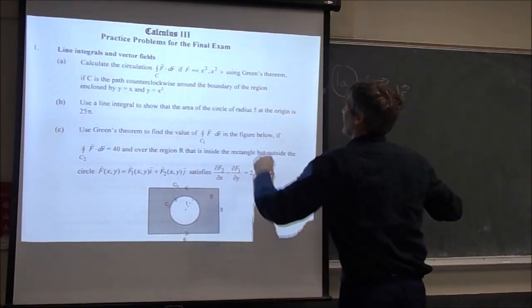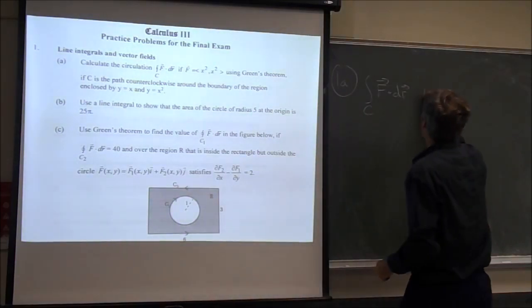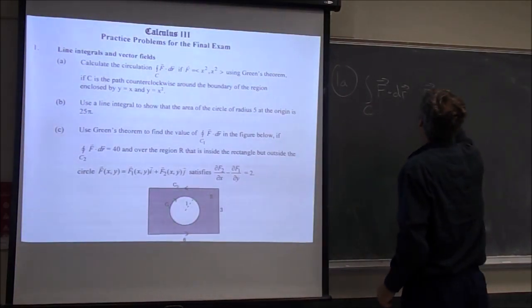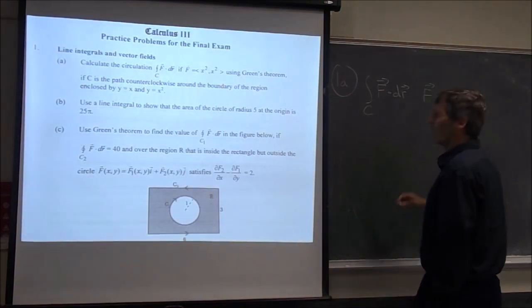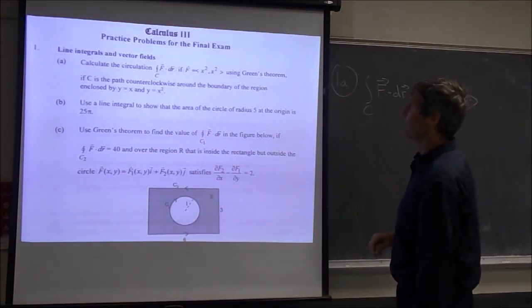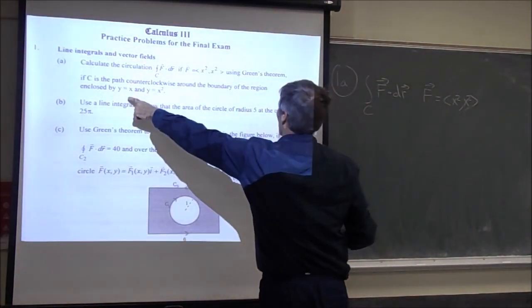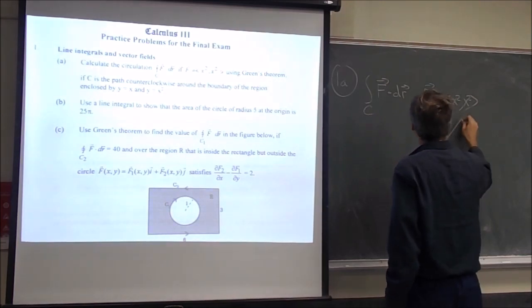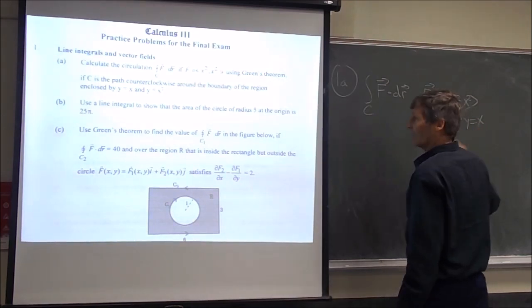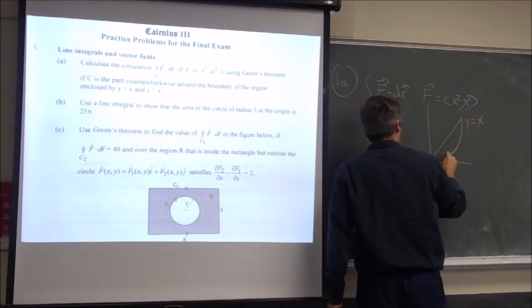If F is x squared for its components, how do I calculate that with Green's theorem? We'll take the path counterclockwise around the boundary of the region enclosed by y equals x, the line splitting the axes, and y equals x squared, the parabola.